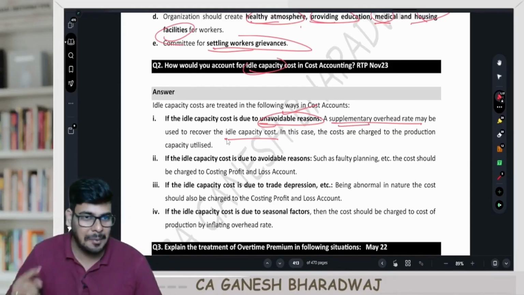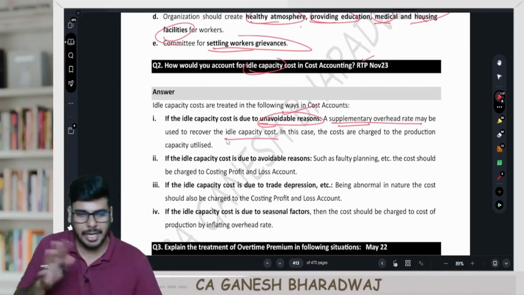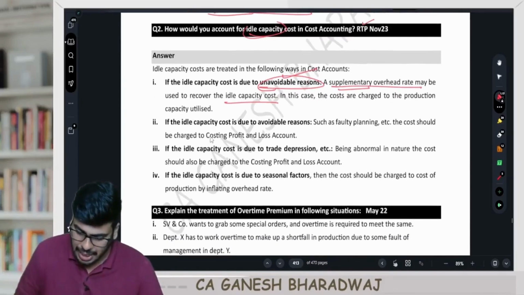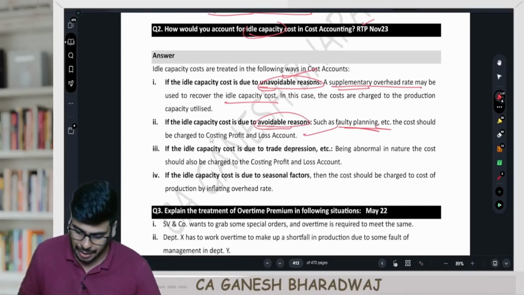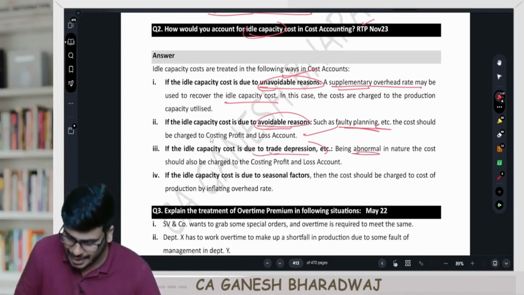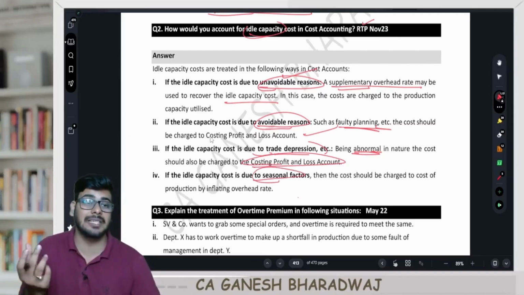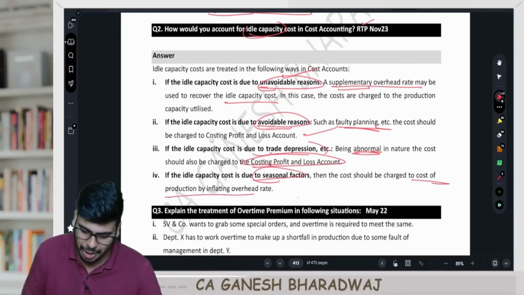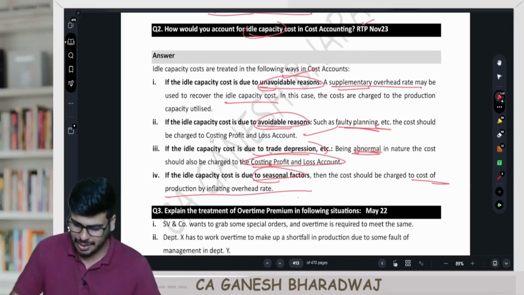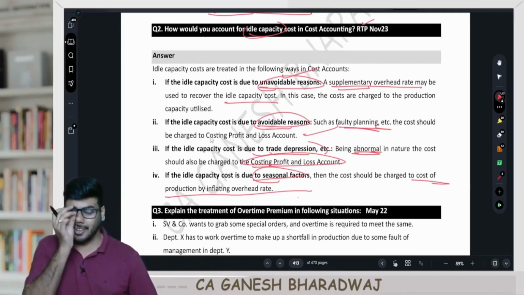In that case, supplementary rate, split it off. I don't know why they have kept it here. I think our data entry person has kept it here by mistake. If it is due to avoidable reasons, faulty planning, etc., take it to costing P&L. Due to trade depression and all, again, it's an abnormal reason. Take it to costing P&L. If it is due to seasonal factors, that is price level changes and all, remember, I told you, right? Then what you can do is charge the production by inflating the overhead rate. That is your supplementary rate only. They have just made it into 4 and asked it. That's all. Clear with this, guys?